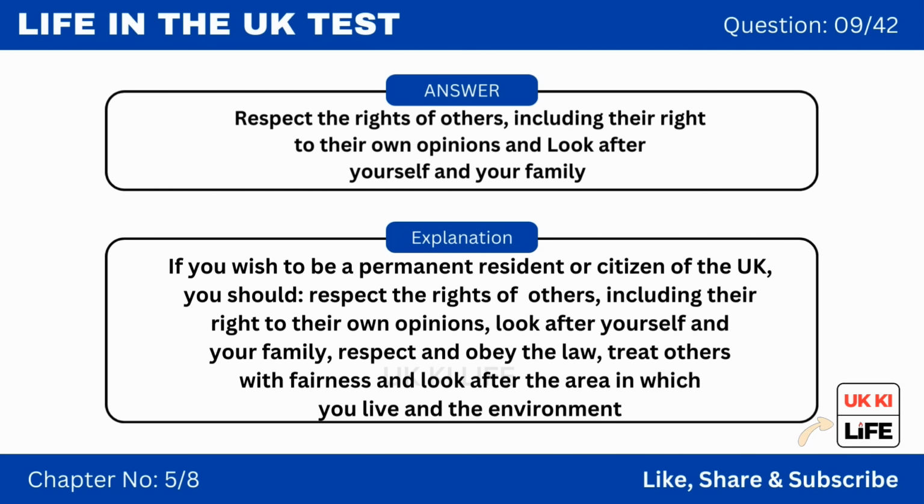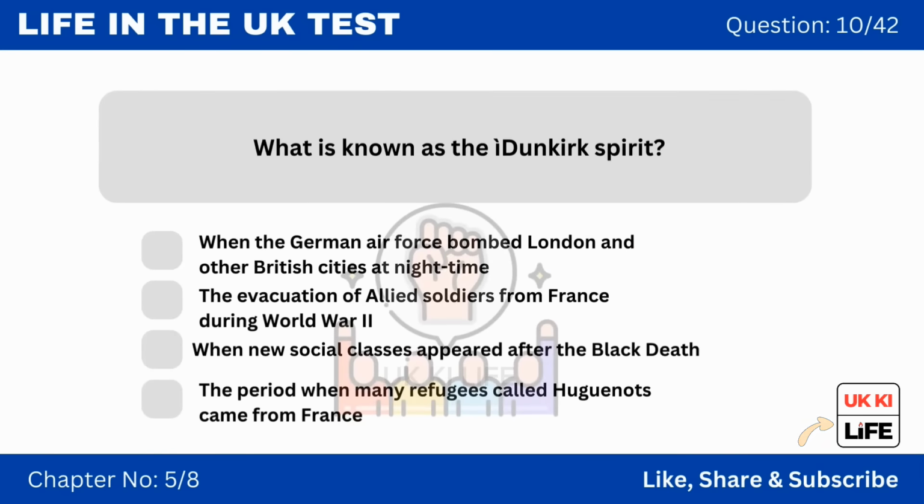Explanation. If you wish to be a permanent resident or citizen of the UK, you should respect the rights of others, including their right to their own opinions, look after yourself and your family, respect and obey the law, treat others with fairness and look after the area in which you live and the environment. Question 10. What is known as the Dunkirk spirit?